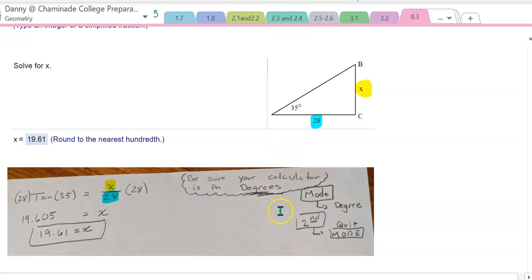So be sure that your calculator is in degree mode. All you have to do is hit the mode button, and then you go down to the third line. It says radian or degree. You simply highlight degree, hit enter, and then to get back to your home screen, you simply hit second and that same mode button. If you look above it, it says quit.